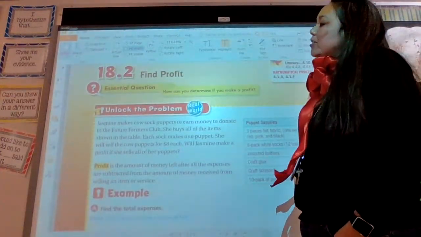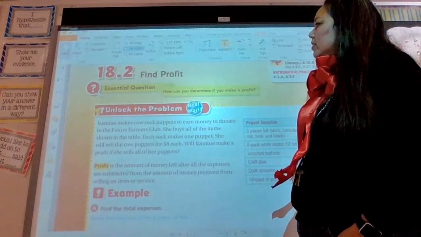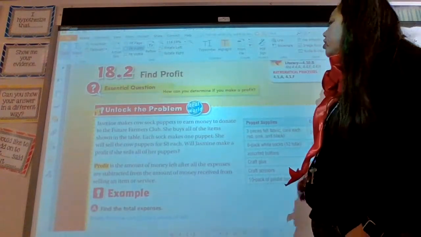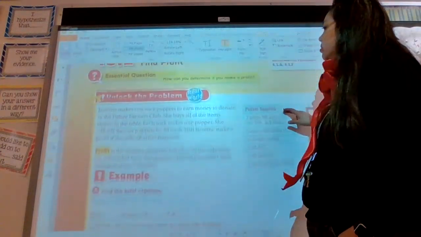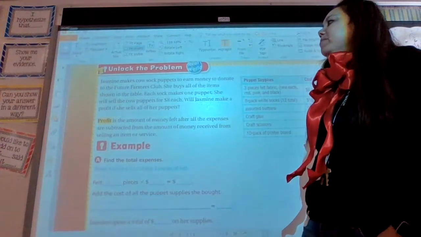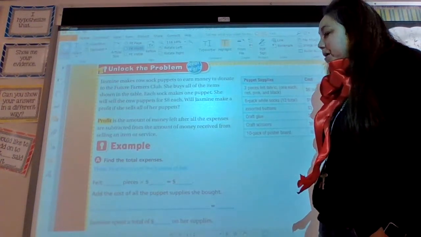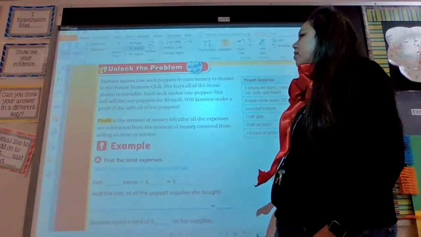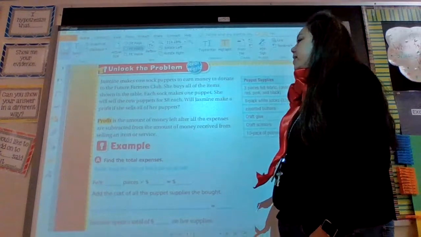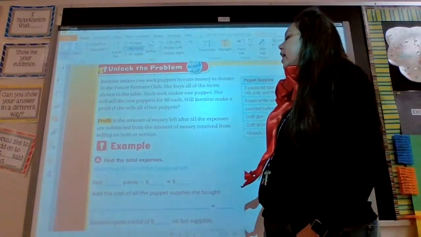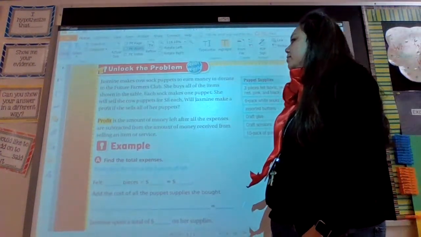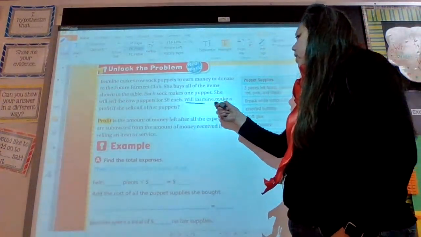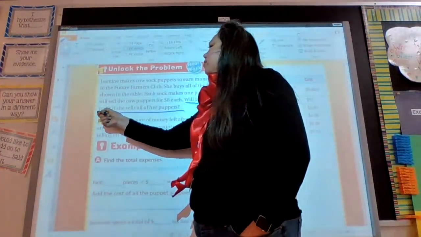In 18.2 in our Go Math worksheets, this is talking to us about how to find profit, since that's one of our TEKS that we do. How to determine if you make a profit. Let's unlock this problem. Jasmine makes cow sock puppets to earn money to donate to a future farmers club. She buys all the items shown in the table. Each sock makes one puppet. She will sell the cow puppets for $8 each. Will Jasmine make a profit if she sells all of her puppets?